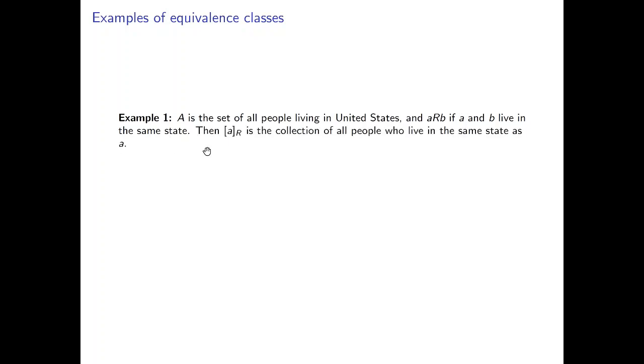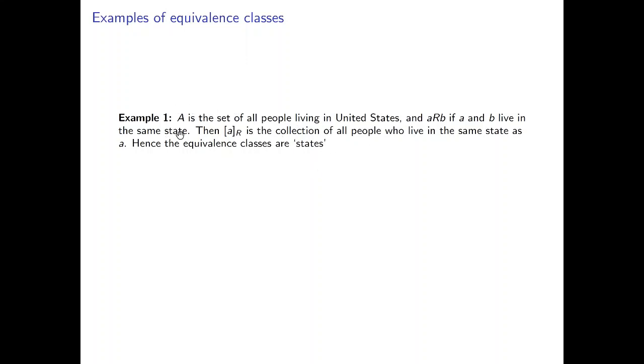Let's fix some person a. What is the equivalence class with respect to this relation associated to person a? The equivalence class is the collection of all people who live in the same state as a. You fix some person who lives in the United States, they have a residence in one particular state, and then the equivalence class associated to that person is the collection of all people that live in that state. So in this case, we can think of the equivalence classes as states.